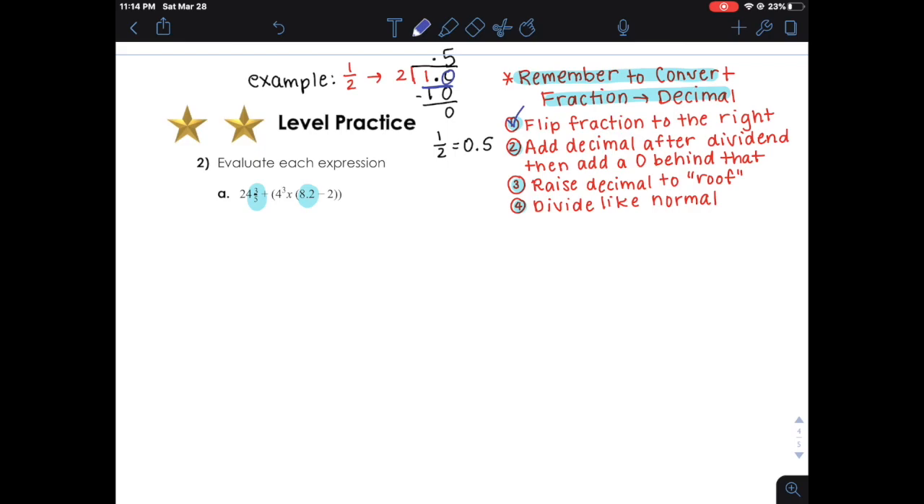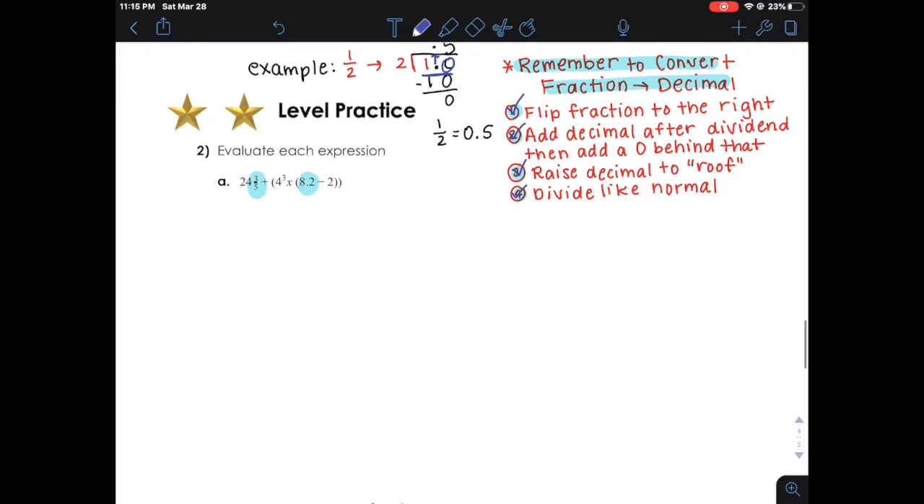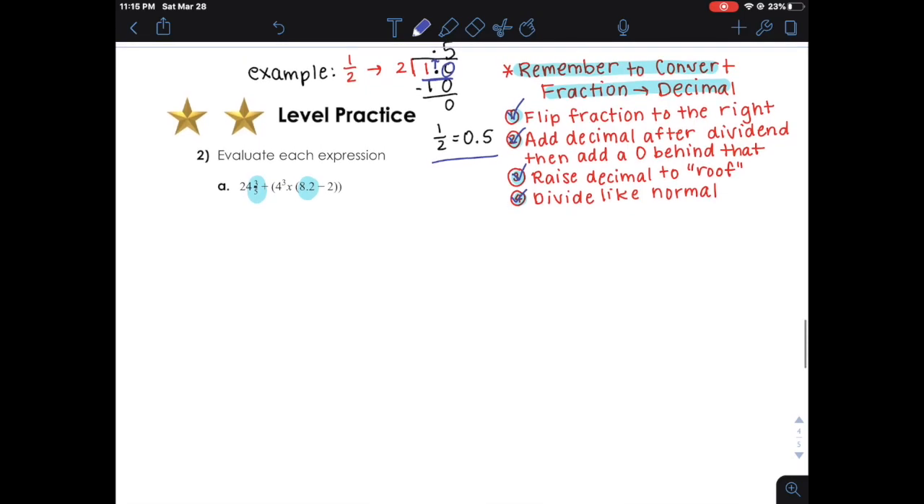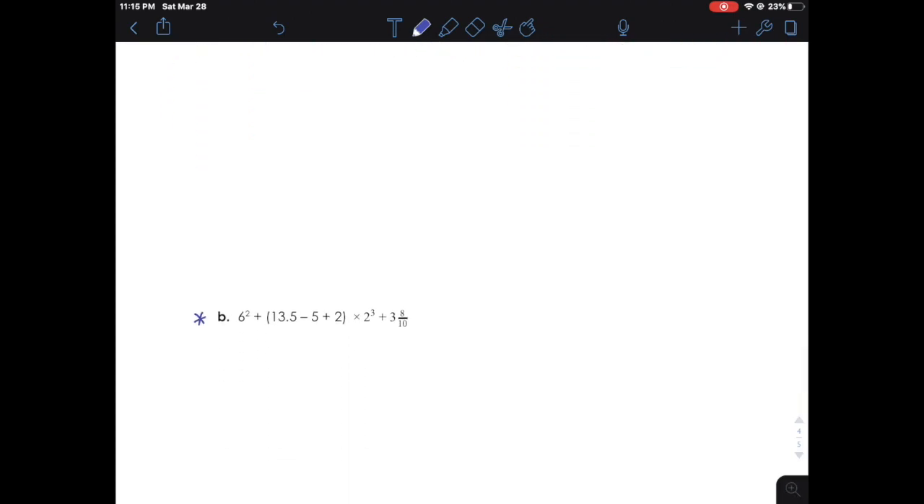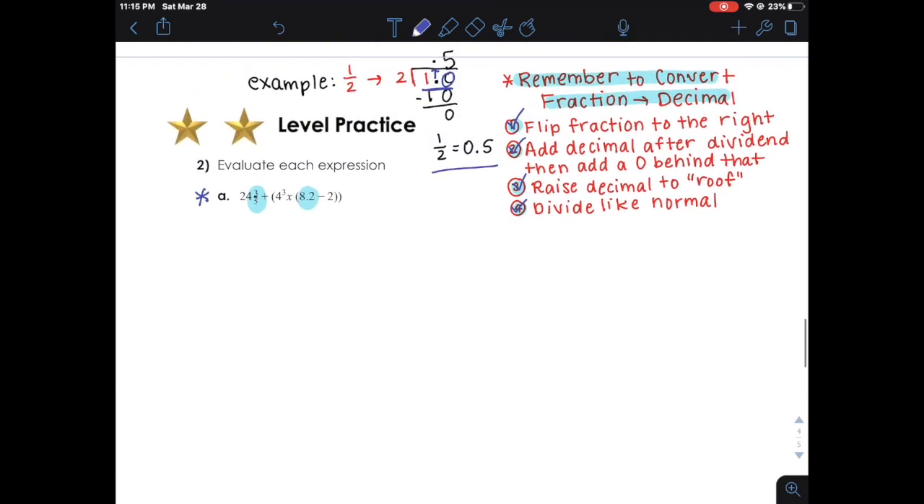And then step 2 is done. Step 3 says to raise the roof. So that's what they did. They raised the roof to the top of the house and finally divide like normal. Okay, so 2 goes into 10 5 times. 5 times 2 is 10. 10 minus 10 is 0. So at the end, we have 1/2 equals 0.5 as a decimal. So you'll probably need that for problem 2A and 2B. So I just thought I'd give you that fresh reminder and leave you that list of steps.